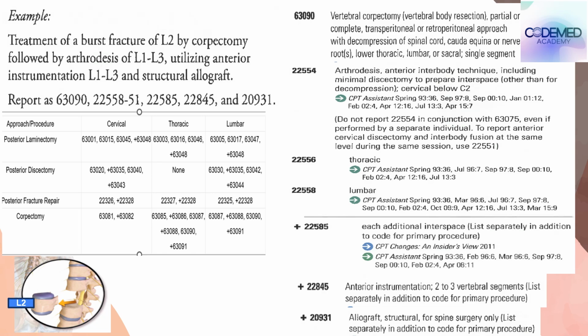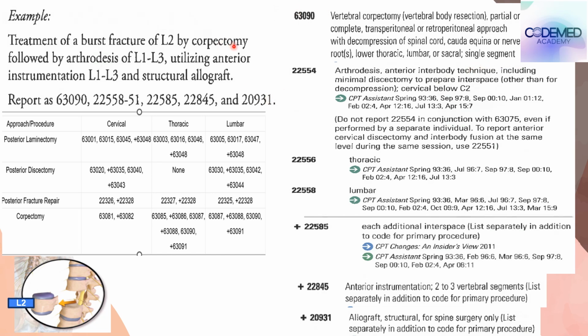So now let us take this example. The treatment of the burst fracture of L2 by corpectomy followed by arthrodesis of L1 to L3 utilizing anterior instrumentation of L1 to L3 and structural allograft. Now let us see what is the first code. The first code is 63090. This code talks about the vertebral corpectomy, partial or complete, transperitoneal or retroperitoneal approach, irrespective of the vertebra, whether it is thoracic, lumbar or sacral. For all that we will use only one code, but it talks about only a single segment.